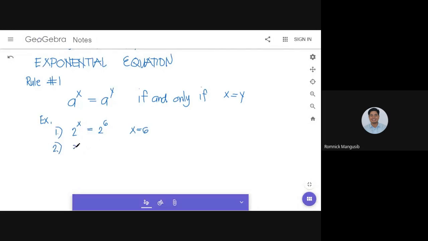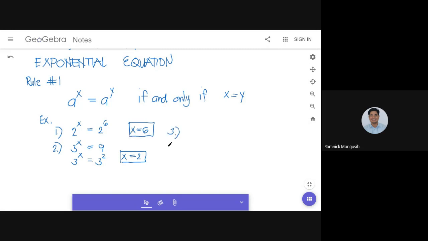Second, 3 raised to x is equal to 9. So, we write 9 into exponential. This must be 3 raised to 2. And this is 3 raised to x. And from that, pwede natin gamitin ang rule, no? So, kunin na natin ang exponent. Bring down now x. Bring down 2. So, x is equal to 2 to make it possible.